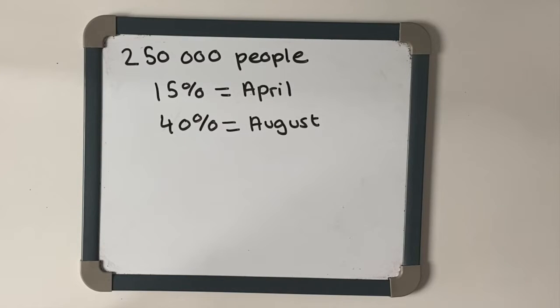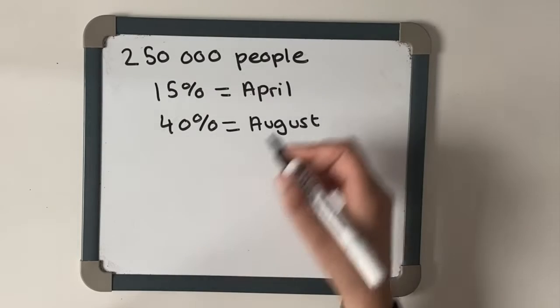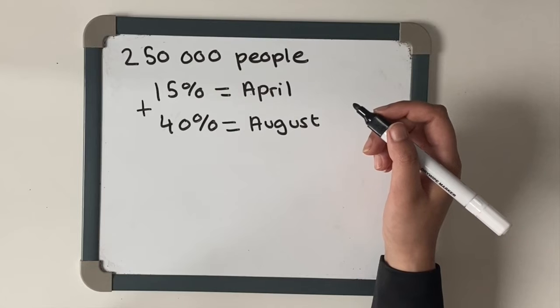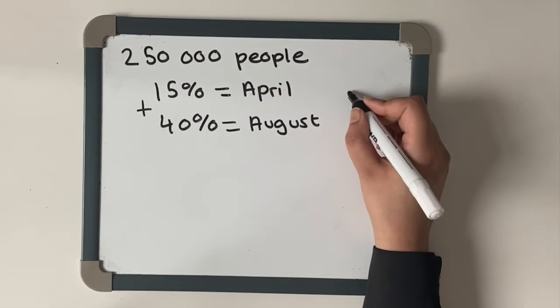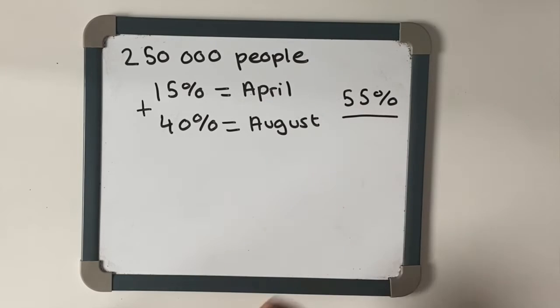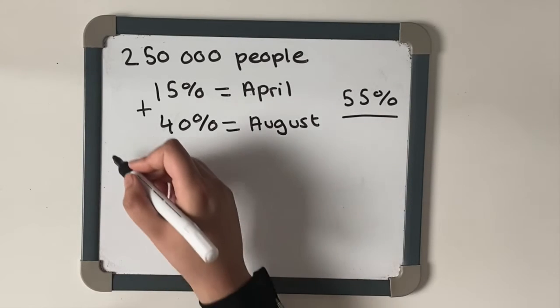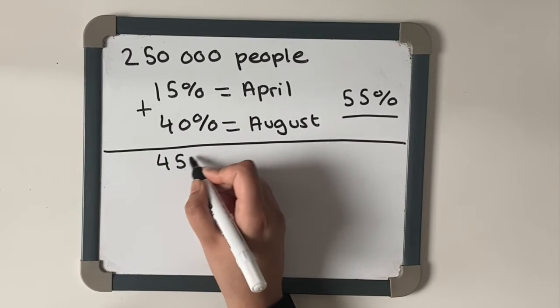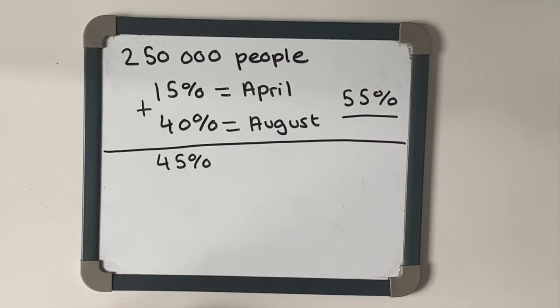Well, I'm going to work out first how many people went in April and August. So I'm going to add those together. So 15% add 40% equals 55%. Now the remaining percentage is going to be 45%. So I'm just going to split it up. So 45% for the rest of the year.